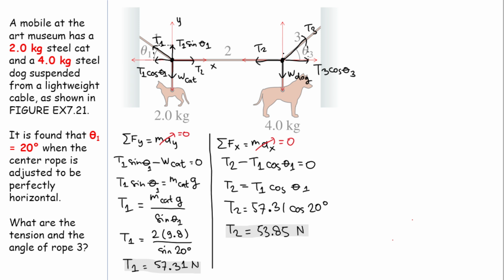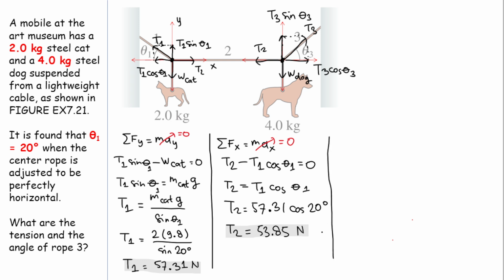And then this one here is T3 sine of theta 3. So I have T3 sine of theta 3. Good. Now what can we do? I think we will start with this x side here.